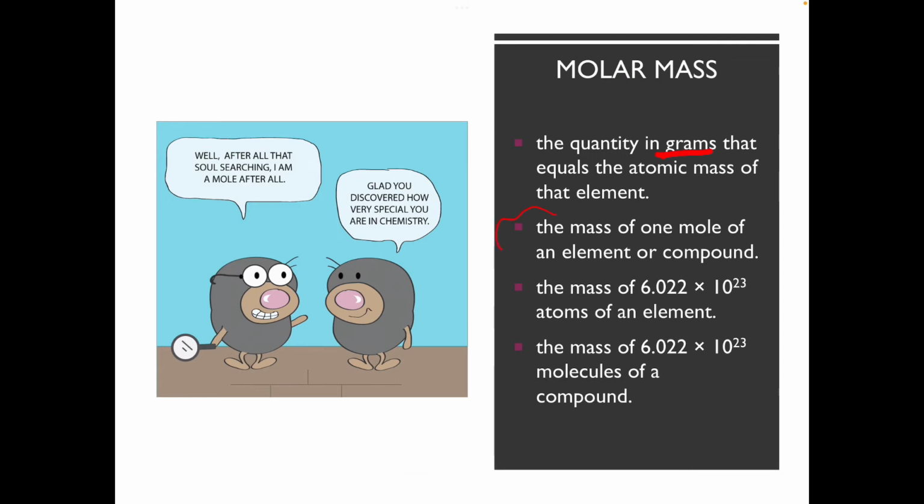So that's what we're seeing here. The molar mass is the mass of 1 mole of the element or the compound, which is the same as saying the mass of 6.022 times 10 to the 23rd atoms of that element, or the mass of 6.022 times 10 to the 23rd molecules in a compound.